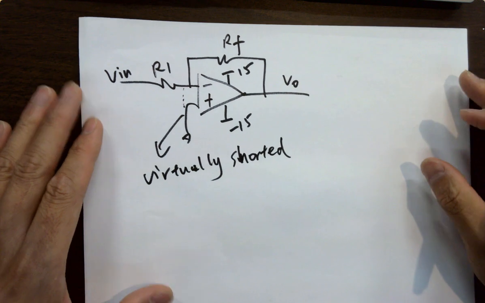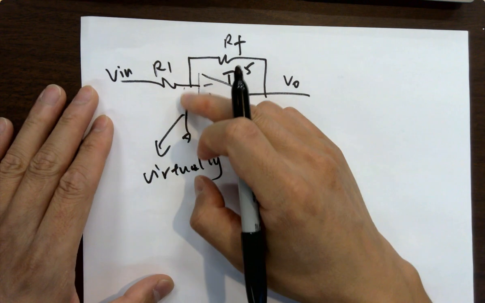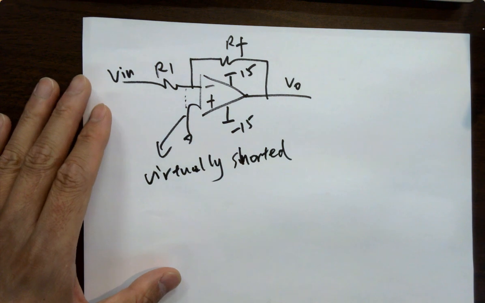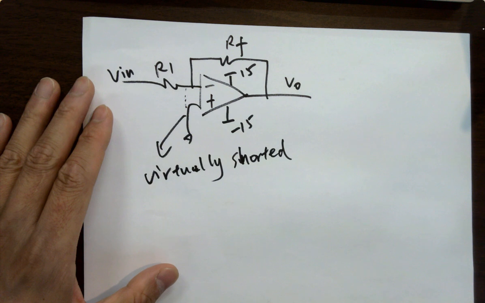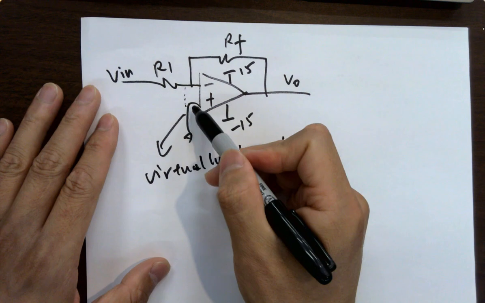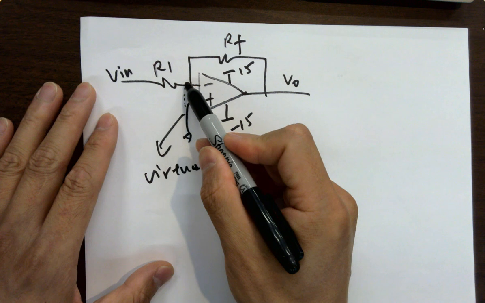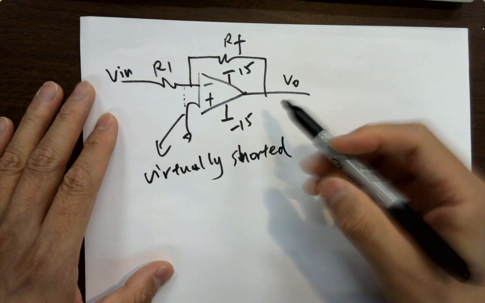They are virtually shorted. Is there any reason why we're grounding the positive terminal rather than the negative terminal? It's okay. If you don't ground it, it's going to provide a DC offset. So it's adding to this point. It's going to lift the signal.